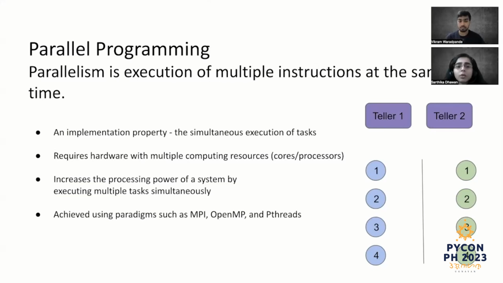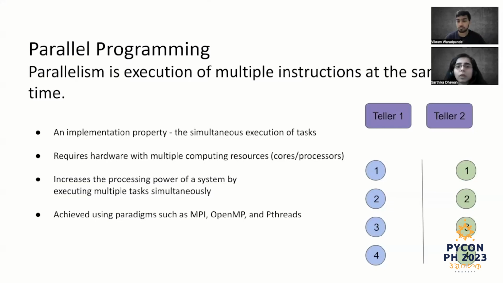Now, parallelism is the execution of multiple instructions at the same time, as we discussed, and it's about maximizing the hardware resources. So if you have eight CPU cores or four CPU cores, you don't want to use only one while the others sit idle. You want to maximize all those resources and take full advantage.